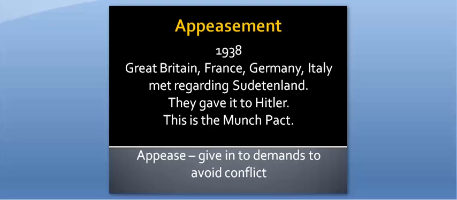Representatives of France, Germany, Great Britain, and Italy met in Munich, Germany to decide the fate of Czechoslovakia in 1938. France and Britain decided to allow Hitler to annex the Sudetenland in order to appease him and to avoid war. Appeasement is giving in to an aggressor's demands in order to maintain peace. This agreement is known as the Munich Pact. Neville Chamberlain, the Prime Minister of Great Britain at the time, claimed that they had reached a peace with honor.